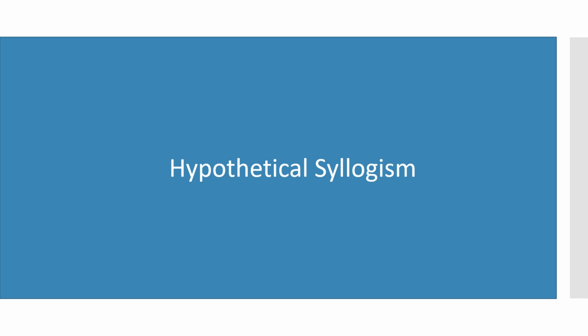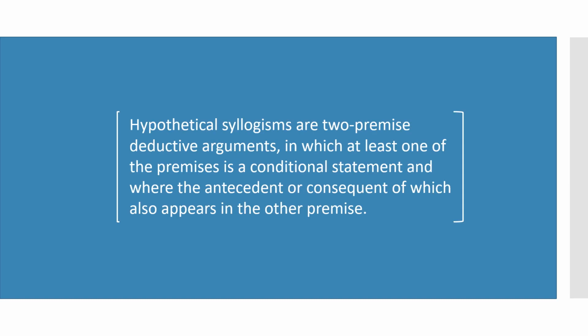So let's move on. We've already covered disjunctive syllogisms and seen how those work. So now we're moving on to what are called hypothetical syllogisms. Now, a hypothetical syllogism will be a two-premise deductive argument. In fact, this is true of any syllogism, so I have two premises, one conclusion, in which at least one of the premises is a conditional statement, and where the antecedent or consequent of which also appears in the second premise.